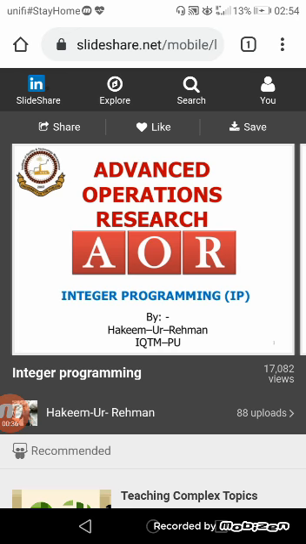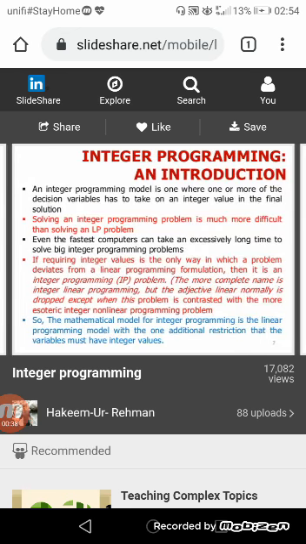Now, what is integer programming? An integer programming model is one where one or more of the decision variables has to take on an integer value in the final solution. Solving an integer programming problem is much more difficult than solving a linear programming problem. Even the fastest computer can take an excessively long time to solve big integer programming problems.